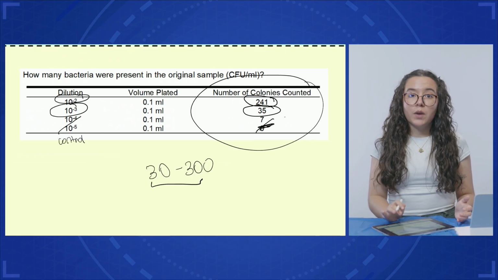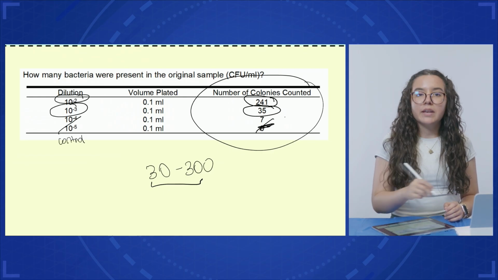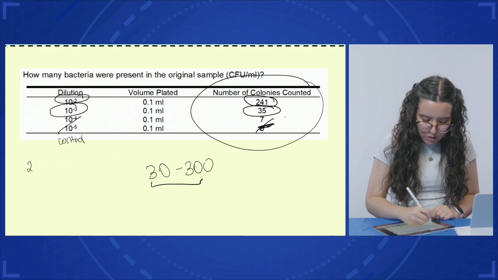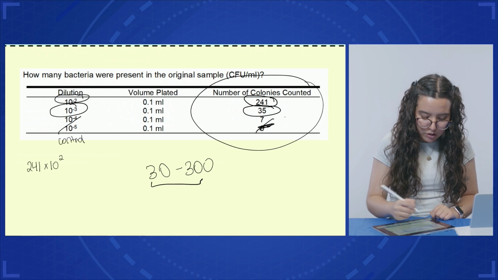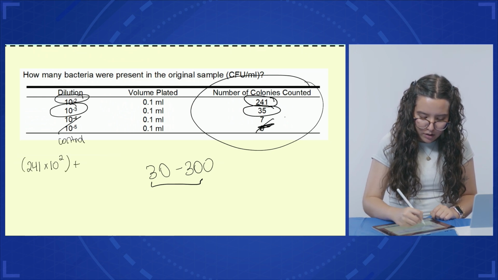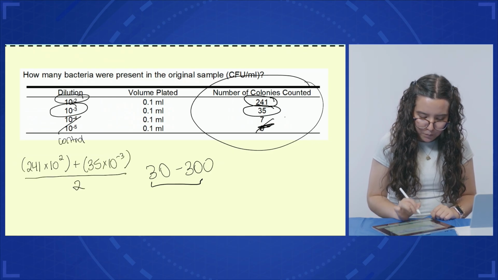Since they're both in the countable range, I'm going to go ahead and average them, keeping in mind the original dilution factor though. So let's say 241, but that was a 10 to the negative 2 dilution. So I'm going to account back and do 10 to the 2. However, I'm going to average that with 35 times 10 to the negative 3 divided by 2.